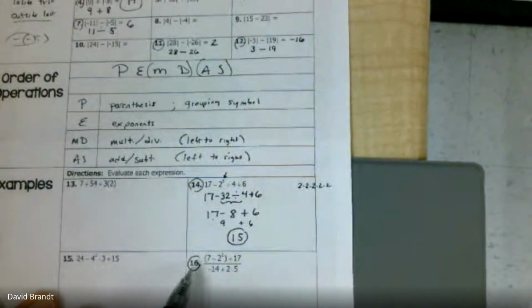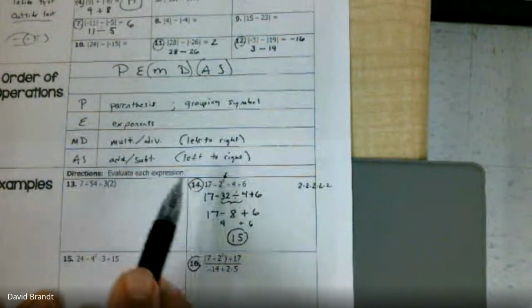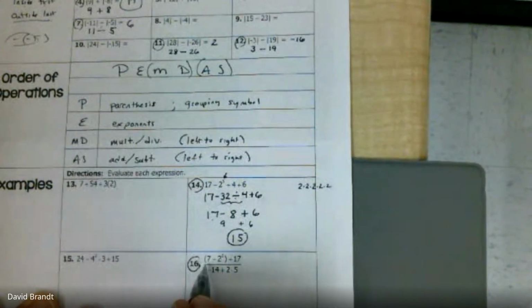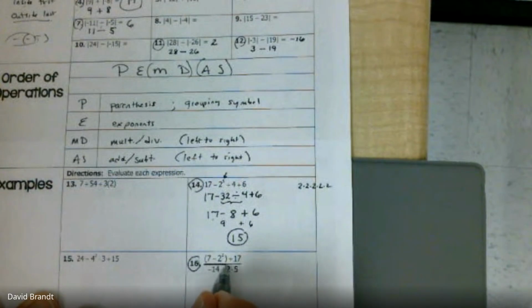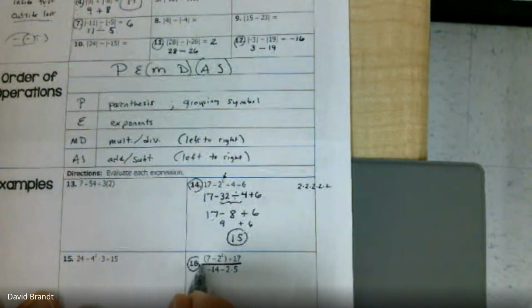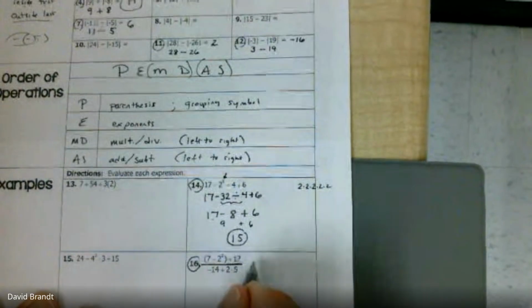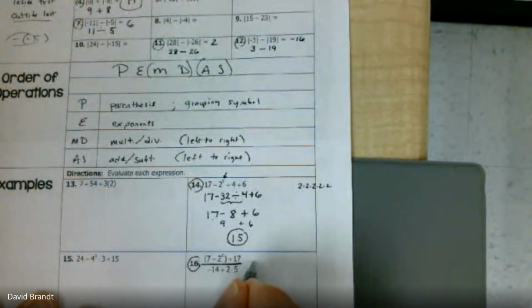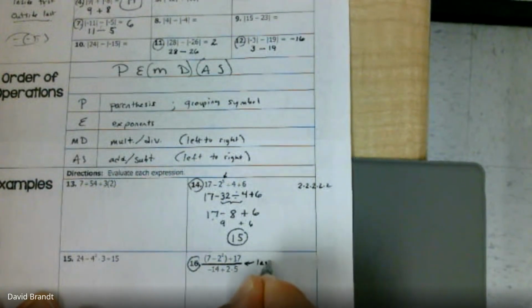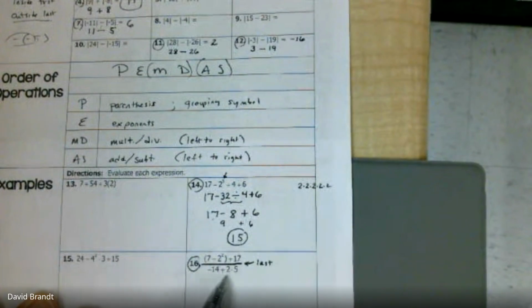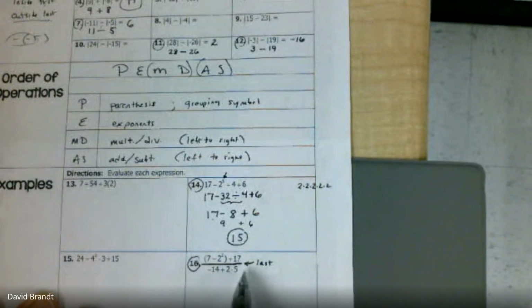But number 16, there is a grouping symbol that you don't see. This fraction bar right here separates the top from the bottom. And when you see a big fraction like this, you're actually going to do that last. You can work on the numerator and the denominator at the same time, but you won't do this until last, because you do the whole top and the whole bottom, then you put them together.